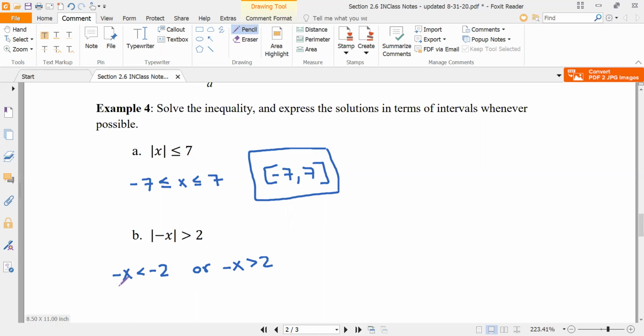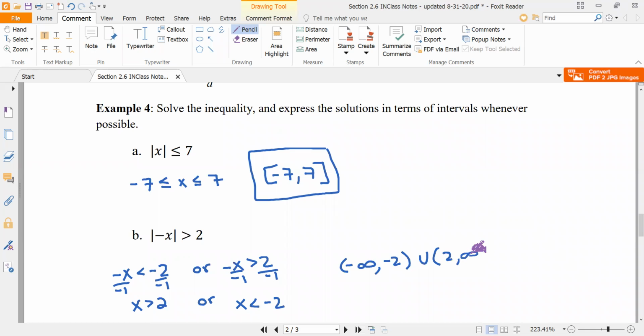Now, because there's a negative inside here, when we go to solve this, it's actually going to flip which one's the greater than and which one's the less than. So we divide by negative 1 on both sides. That's going to make that less than negative 2. So when you write your interval notation, be careful not to just read it from left to right. You want to write the smaller one first. So that's negative infinity up to negative 2, no bracket because it doesn't have an equal to, union with 2 to infinity.